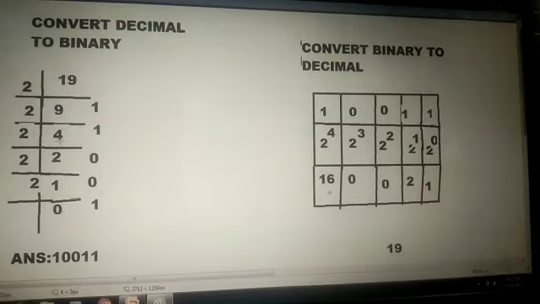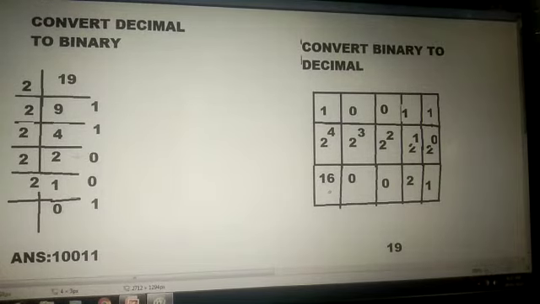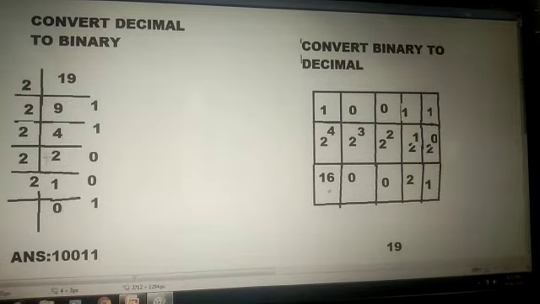Again we read the table. What is the remainder we got? 0. Now again you have to divide 2 by this 2. That is 2 ones are 2. What is the remainder we got? 0. Again 2 ones are 2.